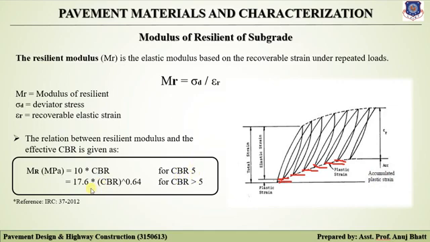and if the value of CBR is above 5, at that time the resilient modulus is given as 17.6 into CBR raised to 0.65. So this formula will give the final resilient modulus for that particular type of soil.